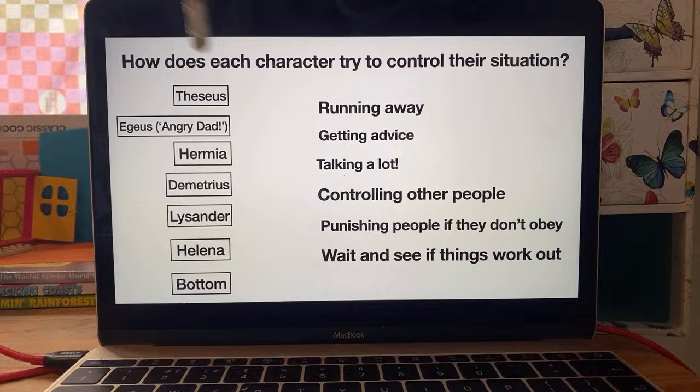But if you've got the sheet in front of you, just draw some lines, or you can just think about it if you haven't. Some of them are running away. Some of them are getting advice. Some of them are talking a lot. I've put controlling other people. That obviously could mean a lot of things. Some of them are punishing people if they don't obey. And some of them are just waiting to see if things work out. Which one of those methods of control do you think each character is using?